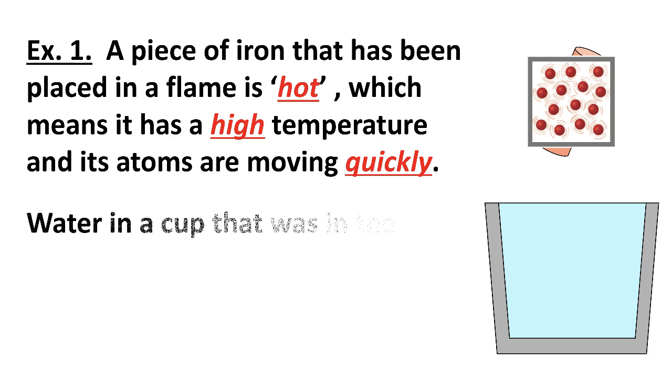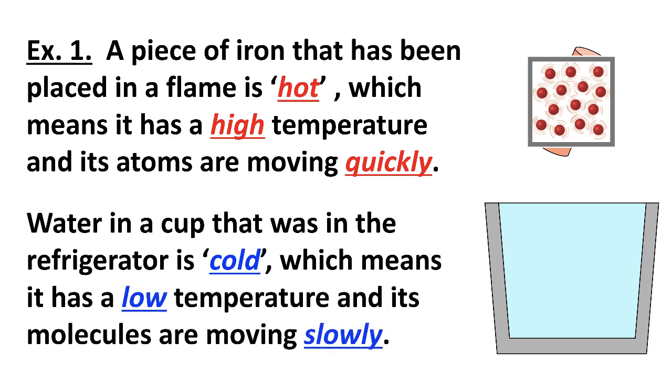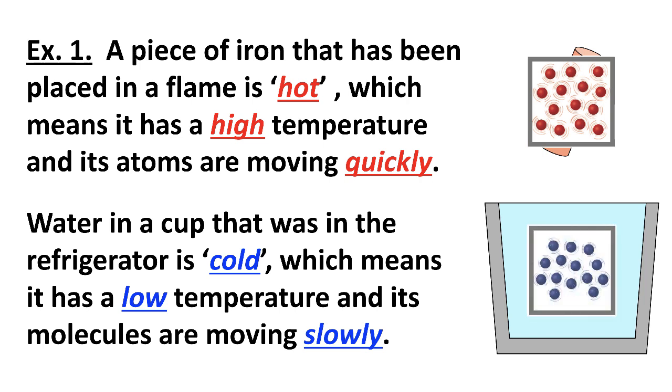Now, on the other hand, if we have water that's been in a refrigerator, we'd say that it's cold. And what that means is that the water has a low temperature and the water molecules are moving slowly. So if we looked at this on a molecular level, we'd see water molecules moving past each other, but relatively slowly by comparison to the iron atoms.